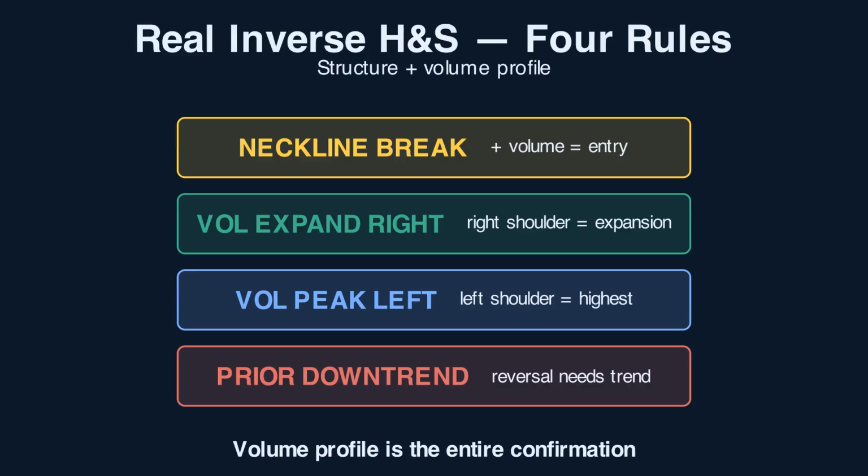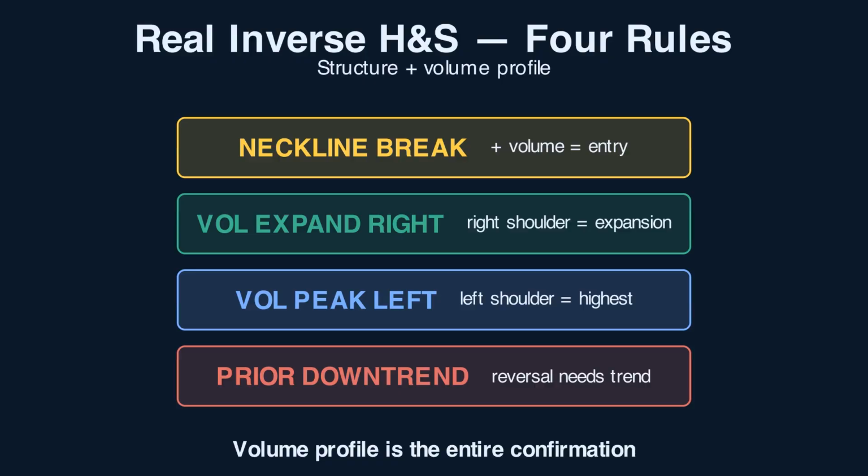2. Volume peaks on the left shoulder. The left shoulder represents the last meaningful selling. Volume should reflect that with the highest reading in the pattern. 3. Volume expands on the right shoulder. This is the diagnostic rule most retail misses. The right shoulder, while making a higher low than the head, should print on expanding volume, institutional accumulation showing up. Without this volume signature, the pattern is just 3 random lows.